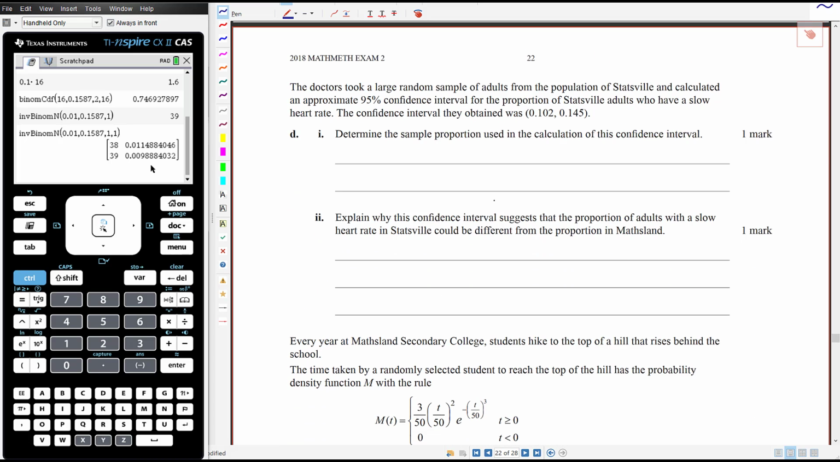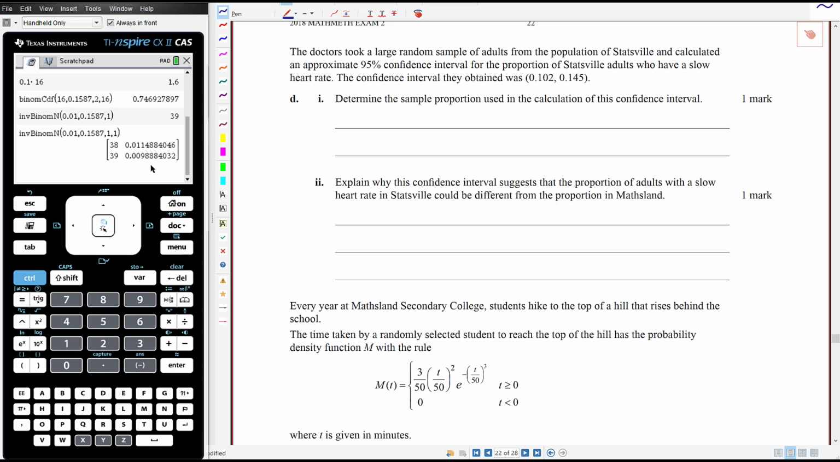Okay, part D. The doctors took a large random sample of adults from the population of Statsville and calculated an approximate 95% confidence interval for the proportion of Statsville adults who have a slow heart rate. The confidence interval they obtained was 0.102 to 0.145. Determine the sample proportion used in the calculation of this confidence interval.